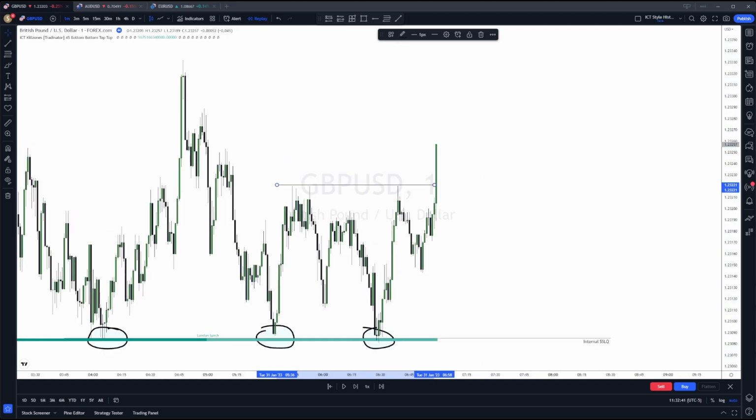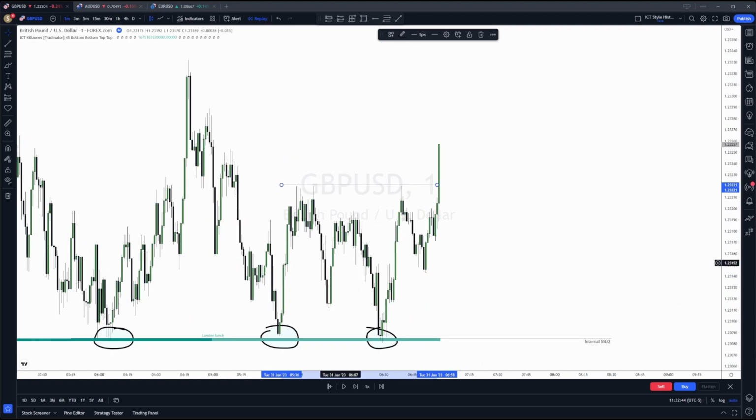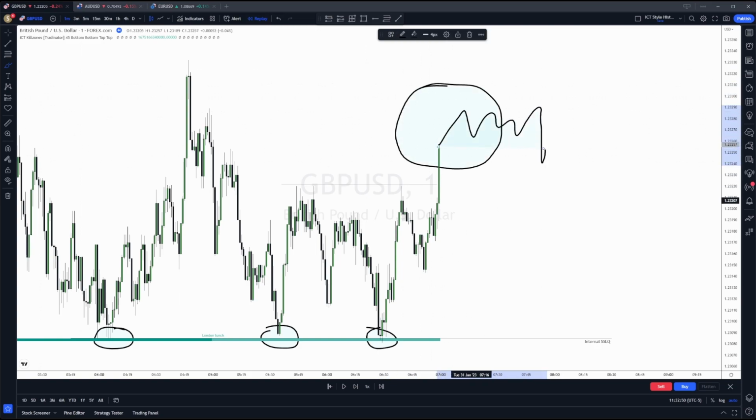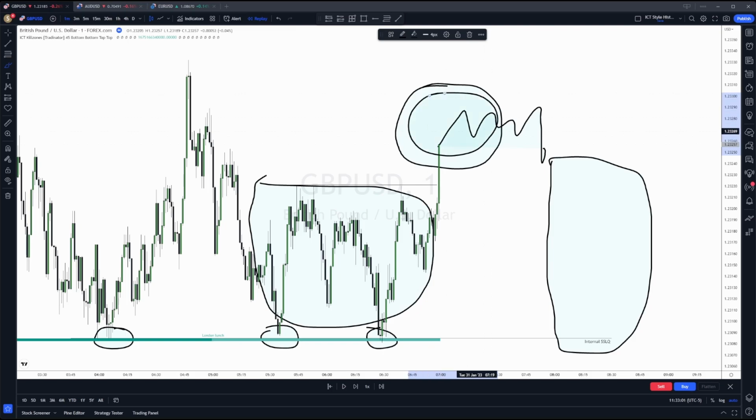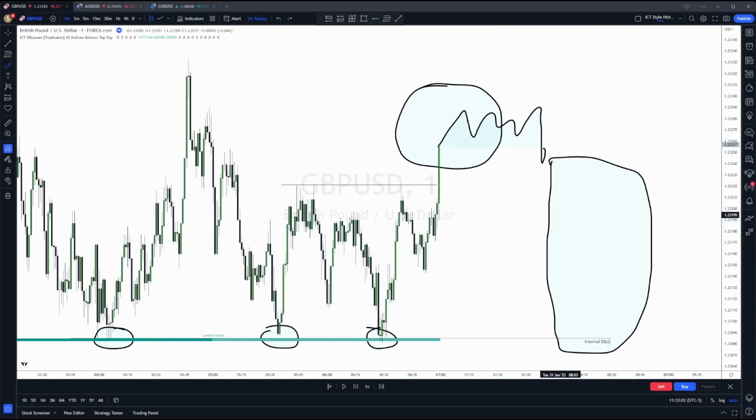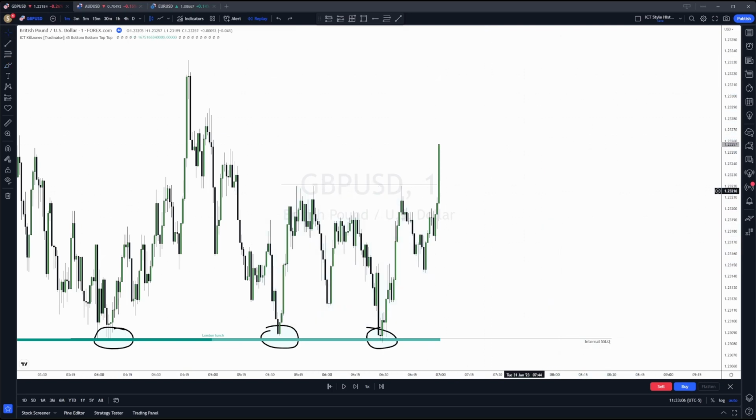So what was basically happening, we were ranging. Now what I expect is that this is going to be the manipulation. We don't know how that's going to play out. And what do we have after manipulation? We have our distribution phase. So that's what I'm thinking is going to happen right here. So first we have accumulation, manipulation, and then our distribution. So that was kind of the model that I was trading today.